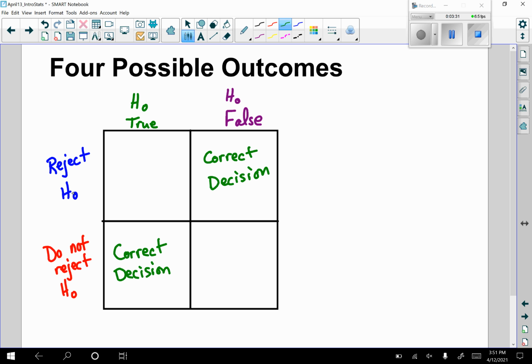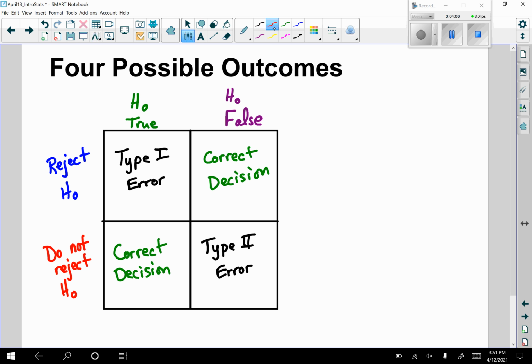What happens if we reject the null hypothesis when it is in fact true? We get an error. It's called a type 1 error. And what happens if we don't reject the null hypothesis when it's false? That's another error. We call that a type 2 error. Our main concern is going to be with a type 1 error. It's actually more serious than a type 2 error. Plus, type 2 error is not easily calculated.